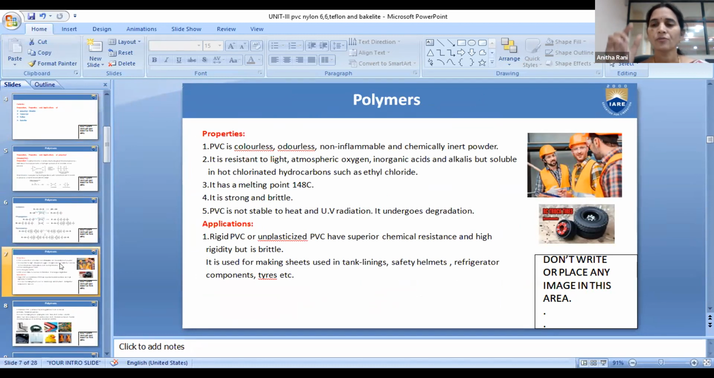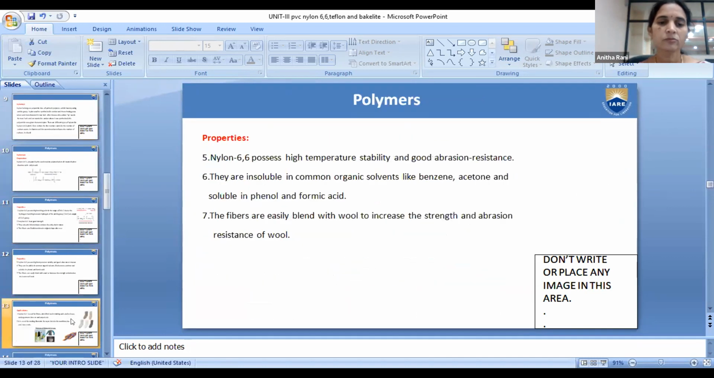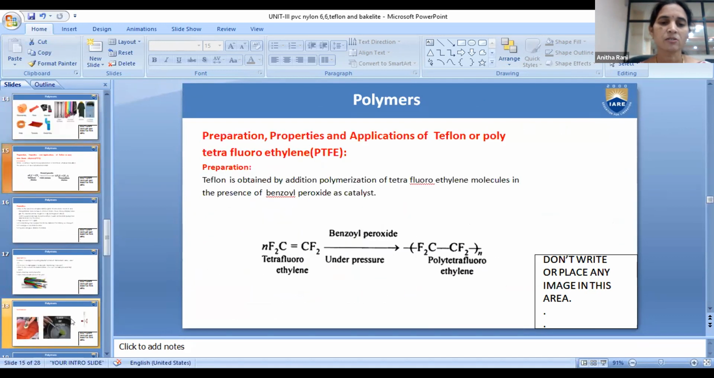Make 3 columns. In the first column, write preparation of PVC, below that preparation of Teflon, then preparation of nylon 66, then preparation of Bakelite. So first column, all preparations. Second column, write all properties of all 4 synthetic polymers. Tomorrow, next class, you have to show me. Third column, write uses of PVC, nylon 66, Teflon and Bakelite. I will send you this PPT also today.